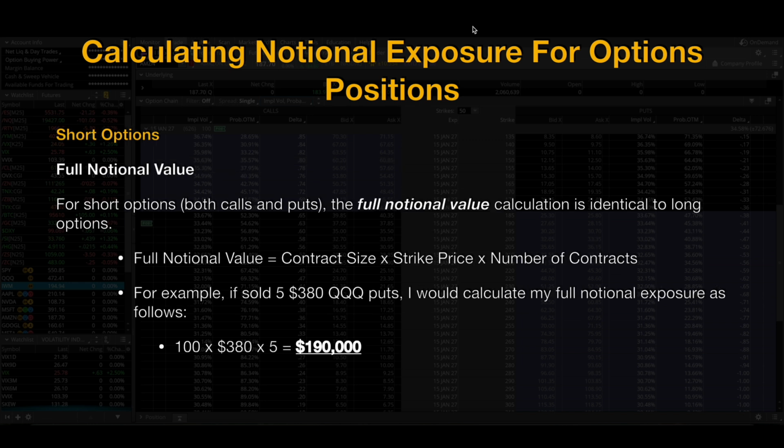Now let's talk about short options and begin with talking about full notional value. For short options, both calls and puts, the full notional value calculation is identical to that of long options. So just for review purposes, the full notional value is equal to the contract size times the strike price times the number of contracts. So for example, if I sold 5 380 QQQ puts, I would calculate my full notional exposure as follows. Contract multiplier of 100 times the strike price of 380 times the number of contracts of 5 gives me a notional exposure of $190,000.